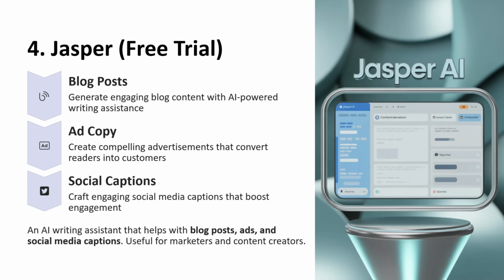Fourth one is Jasper. It is used for blog posts. Generate engaging blog content with AI powered writing assistance. It is used for ad copy. Create compelling advertisements that convert readers into customers. It is used for social captions. You can craft engaging social media captions that boost engagement. Jasper is an AI writing assistant that helps with blog posts, ads, and social media captions. And it is useful for marketers and content creators.